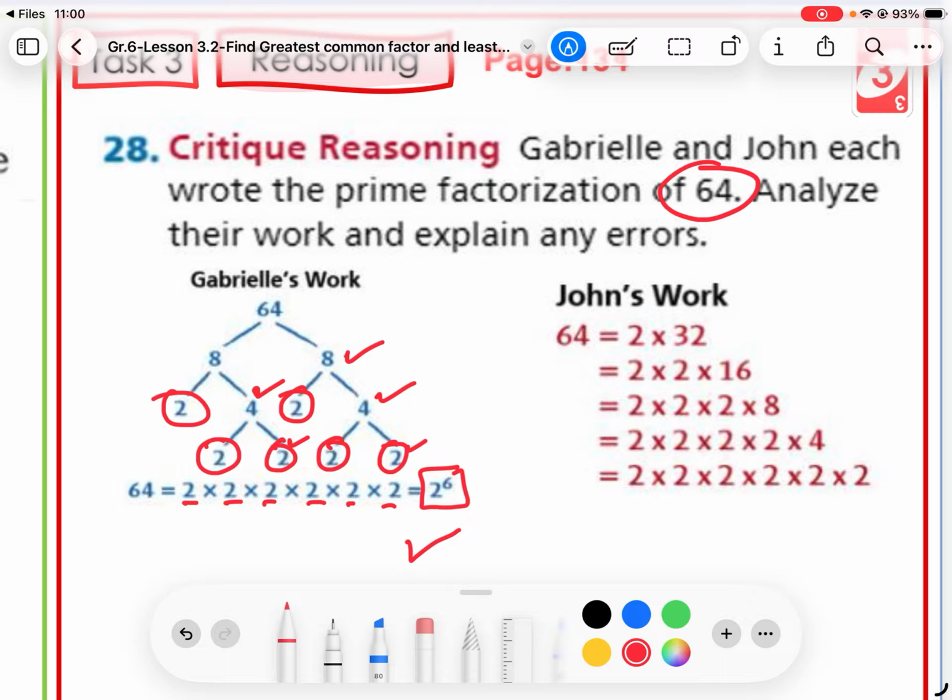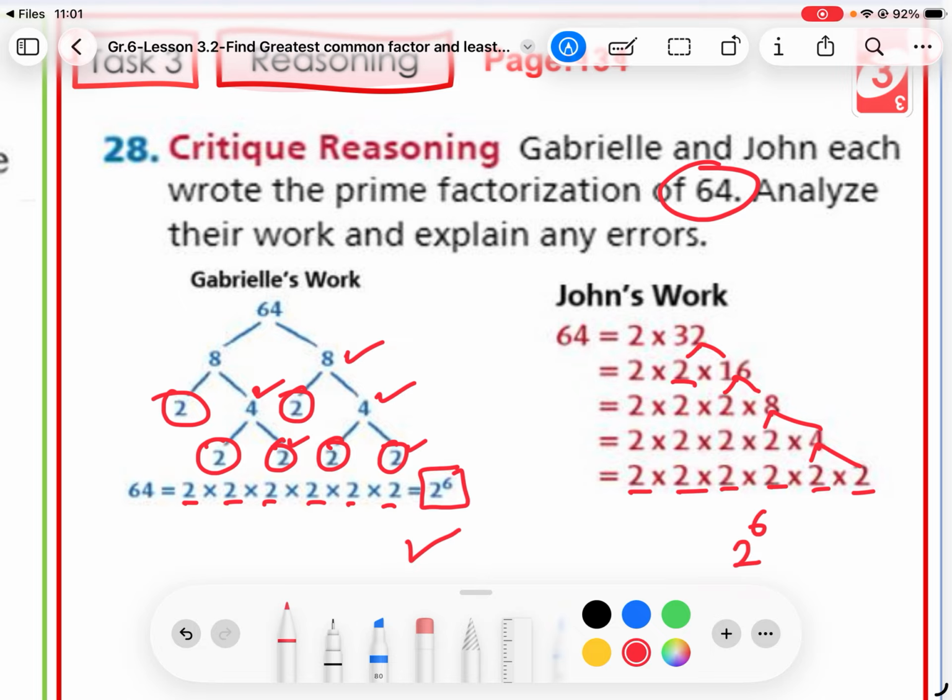Let's look at John. John decided to write the prime factorization as a list. He listed it instead of doing the factor tree. So is his work correct? Let's check. He took the numbers 2 times 32 is equal to 64. He's correct. Then he factored 32 as 2 times 16. Yep, that's correct. Then he factored 16 as 2 times 8, then the 8 as 2 times 4, then the 4 as 2 times 2. So he ended up with how many 2's? 1, 2, 3, 4, 5, 6. So that's 2 to the power of 6. They both ended up with 6 2's, or 2 to the power of 6.